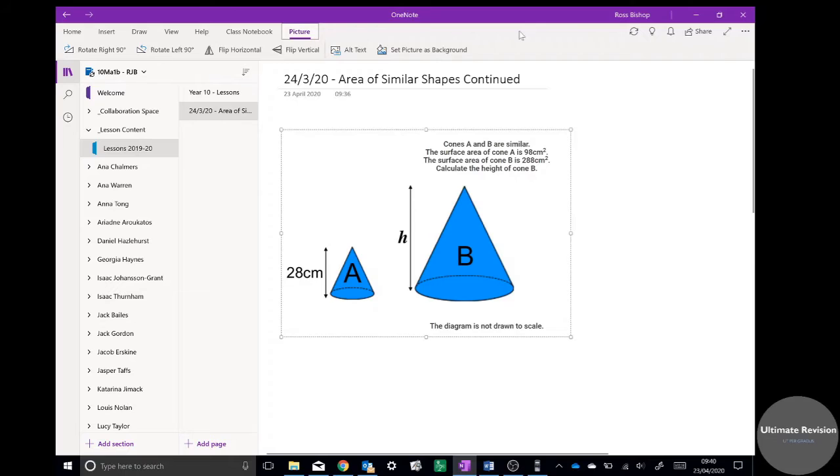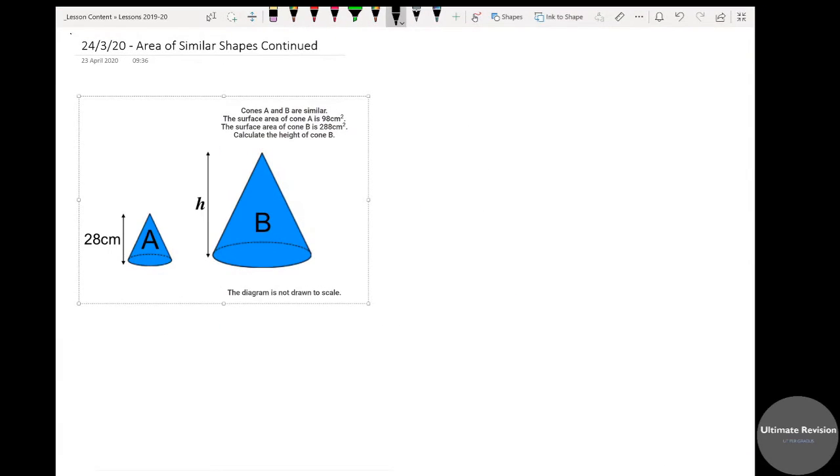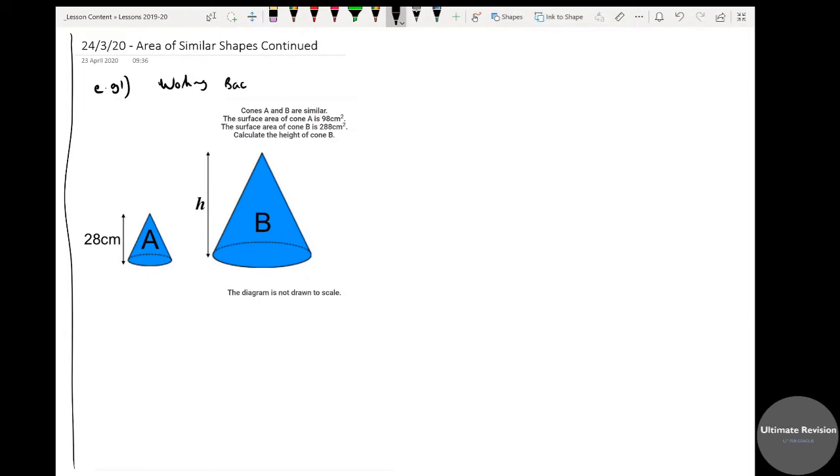Okay, area of similar shapes continued, and these are harder examples, I'm going to say. So I'm going straight in with example 1, and this is working backwards to some extent. Cone A and cone B are similar. The surface area of A is 98 centimeters squared, and the surface area of B is 288 centimeters squared. Sorry, they're both centimeters, not meters. Calculate the height of B, which is labelled H.